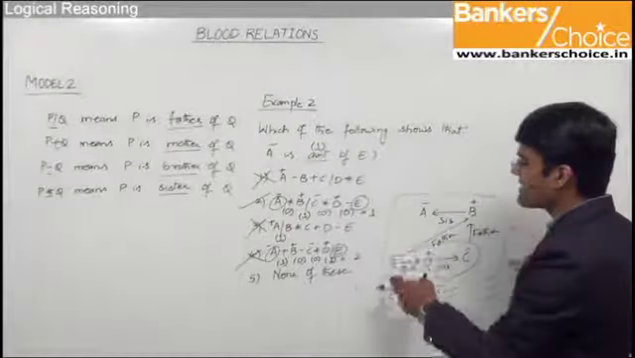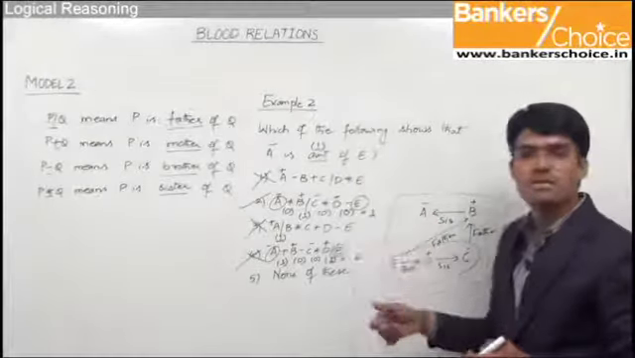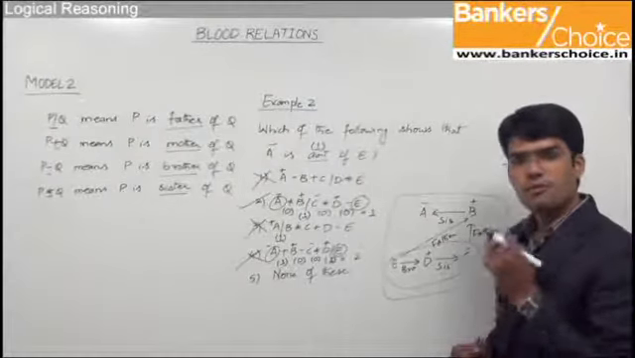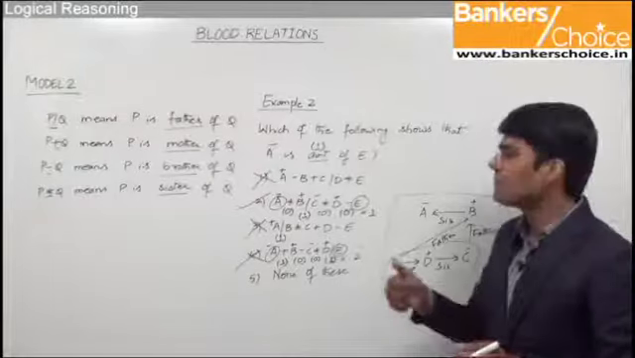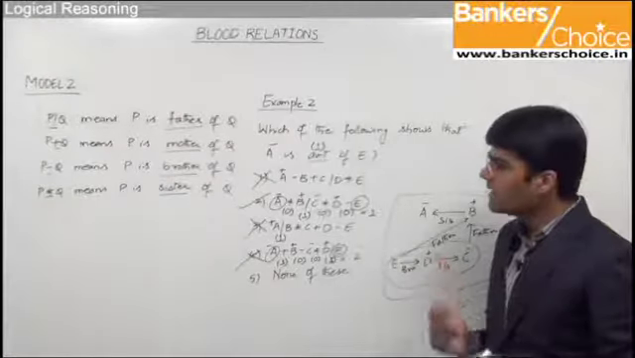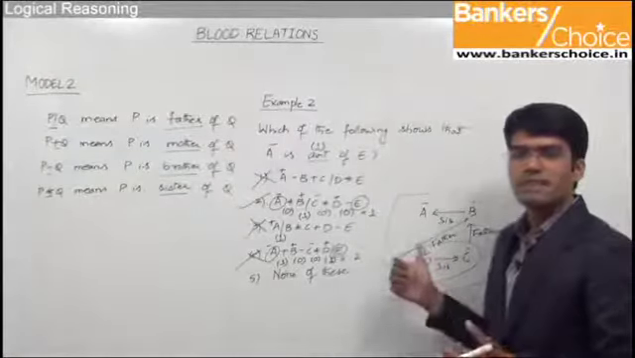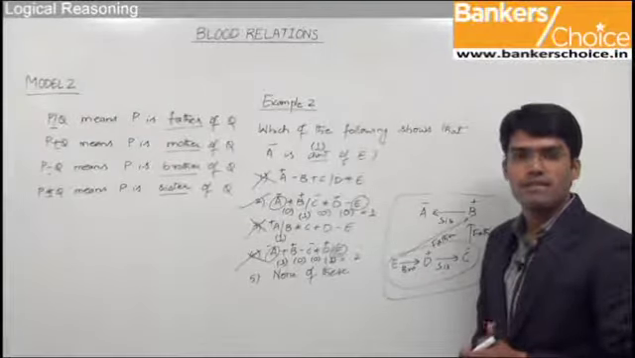Remember, if you try to construct such a family tree for all the given options, it is going to take a long time. So first eliminate the wrong answers with the help of gender and generation gap, and then only for the left out options you can construct the tree and check whether the given answer is correct or not.